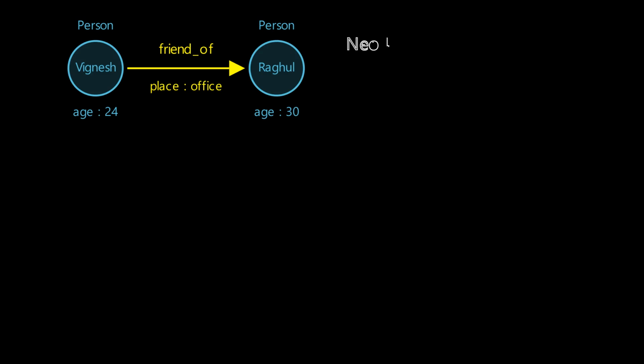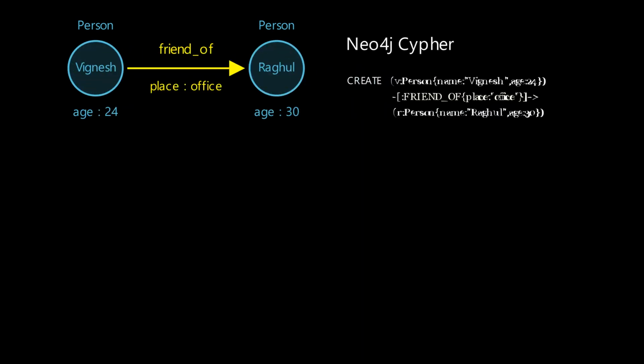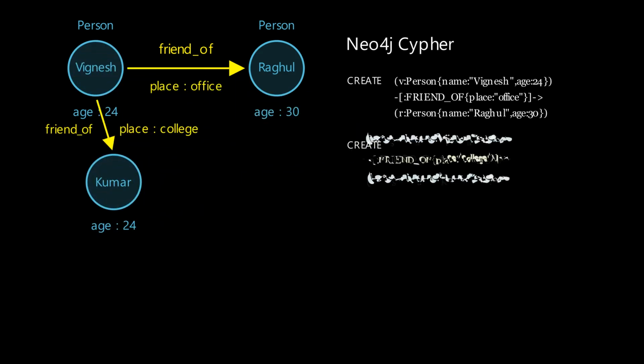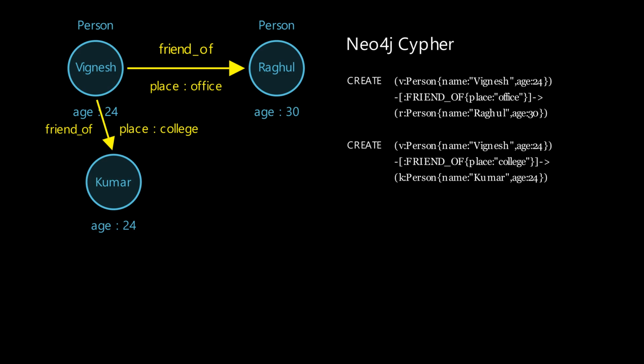To create this one, we can write a Cypher query that starts with CREATE followed by the pattern. The cool thing is, the pattern is just an ASCII art of our graph structure. Once we execute, our graph will be created. If we want to add more nodes and relationships, we can write and execute similar create queries. Neo4j will do the pattern matching and create nodes and relationships in the appropriate places.